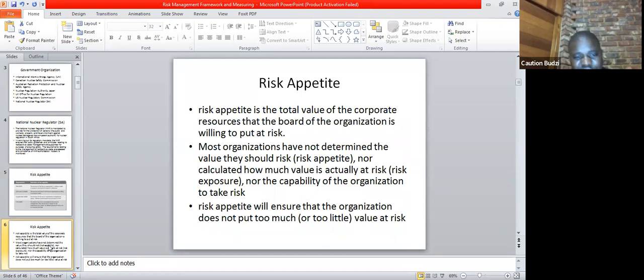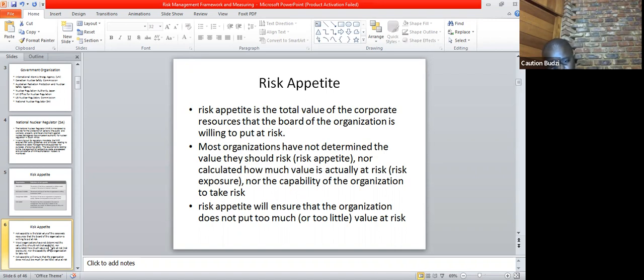So from the definition, the risk appetite is the total value of the corporate resources that the board or the organization is willing to put at risk. Most organizations have not determined the value they should risk, which is the risk appetite, or will calculate how much value is actually at risk. The capability of the organization to take different types of risk.